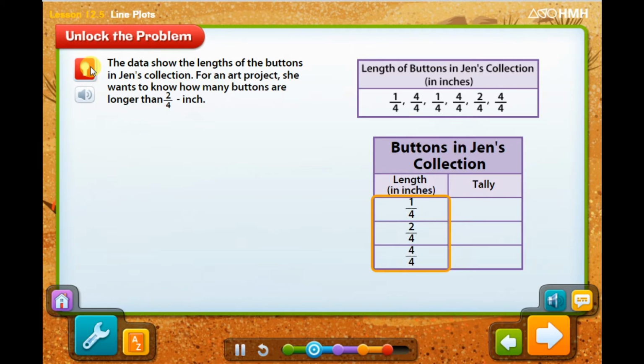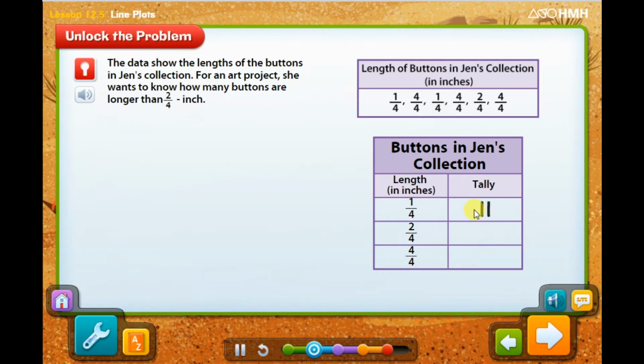A line plot is a graph that shows the frequency of data along a number line. Make a line plot to show the data. First, order the data from the least to greatest length. Next, tally each of the lengths. How many 1/4 of an inch buttons does Jen have? We will ask ourselves how many times the number is repeated. First, 1/4. How many times is it repeated here? 1, 2. So we will put 2 tallies. Do you remember the tallies? We count by lines.